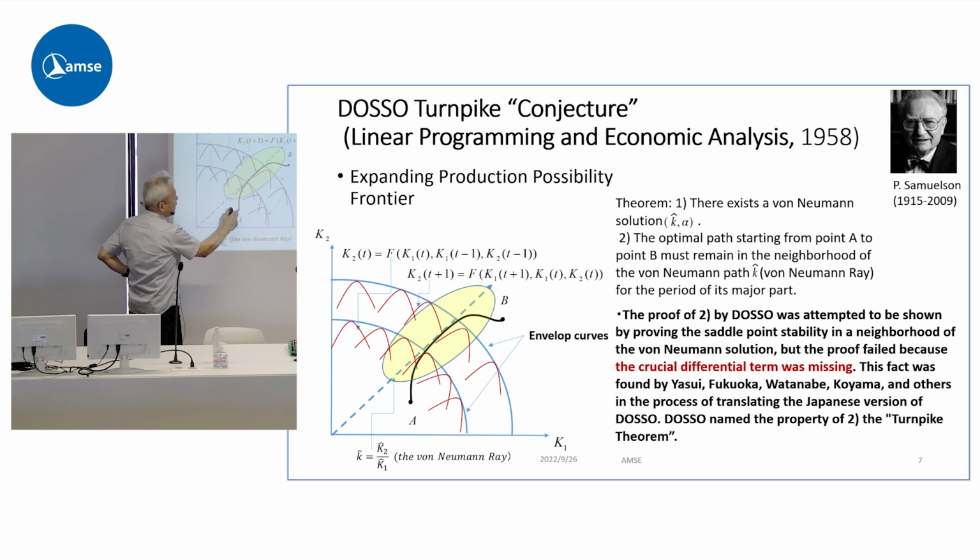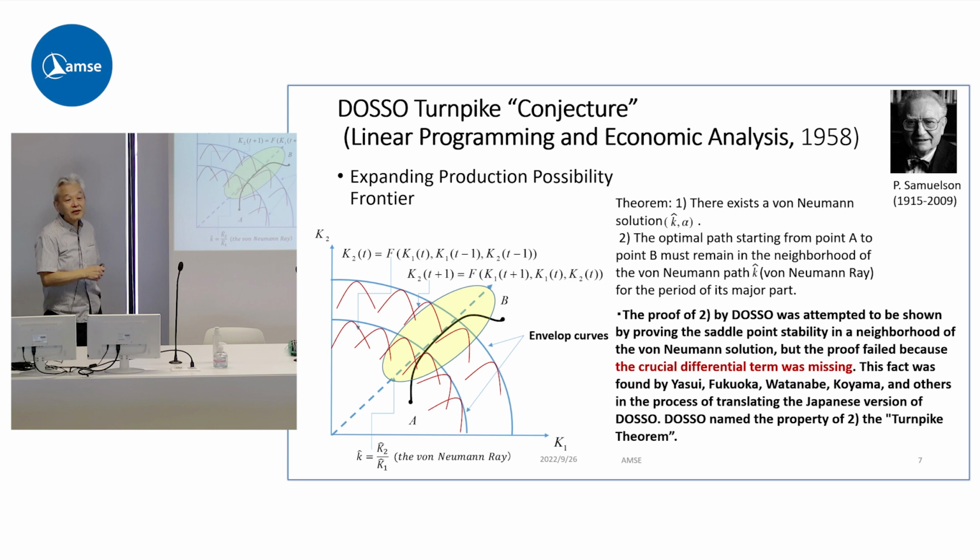What is the character of the optimal path from A to B? They try to characterize the properties of that kind of optimal path. The optimal path should have the following properties. They start from A, but get closer to the von Neumann ray and stay there as long as possible. And then after that, they deviate from the von Neumann ray and go to the target point. So this is called the Turnpike property.